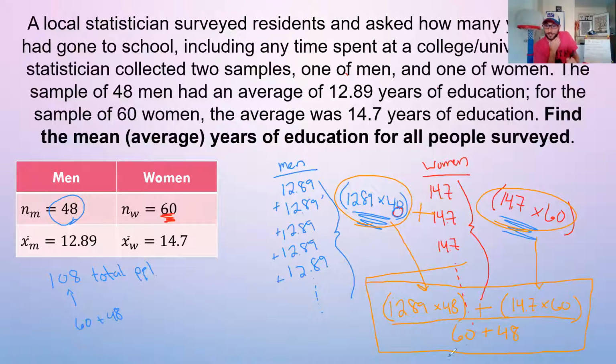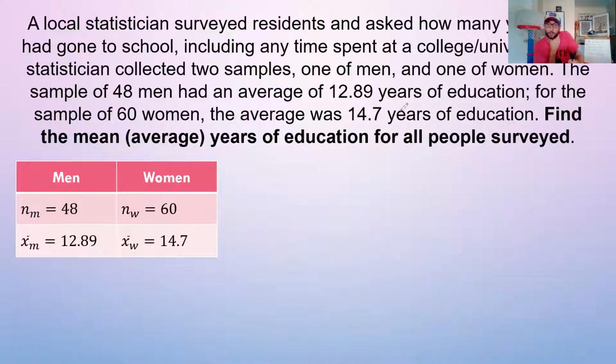All right, and this is the total number of numbers that we added, which would be 108. If you're a formula person, I challenge you to try to use some variables here and turn this into a formula. Another way to approach this is just to think proportionally.